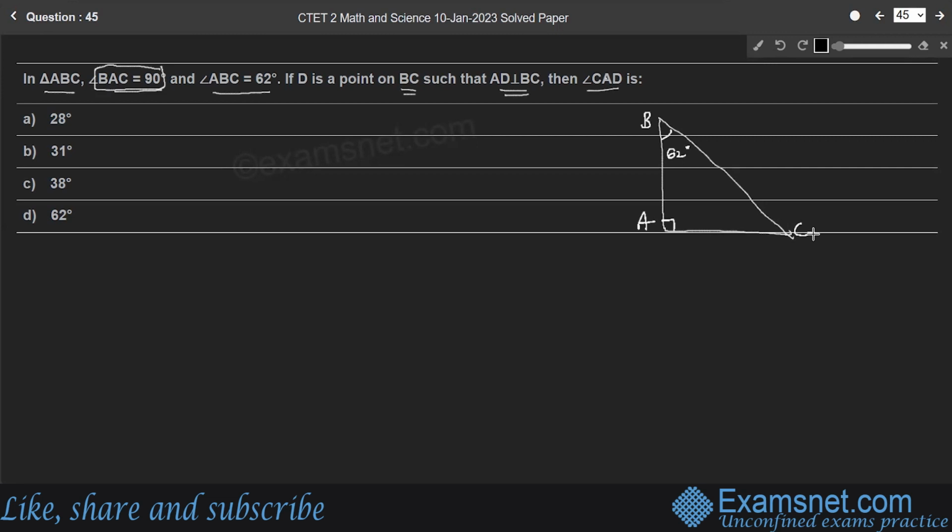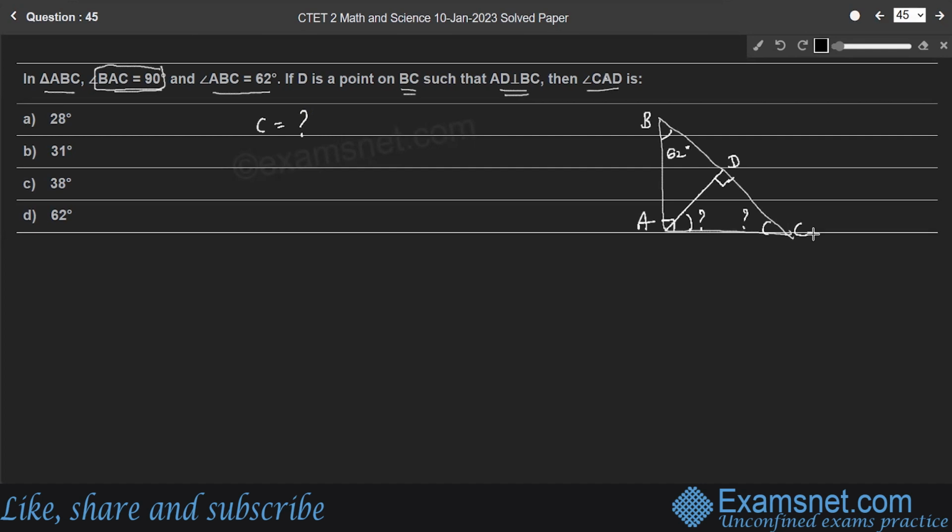So D is a point on BC such that AD is perpendicular to BC, right? So here AD is perpendicular to BC. We need to find angle CAD, this angle. For that we need angle C. Let us find angle C first. Using the remaining angles BAC and ABC, we can easily find angle C. Angle ADC is already given as 90 degrees because AD is perpendicular to BC, so in triangle ADC it is 90 degrees. Therefore, CAD can easily be calculated.